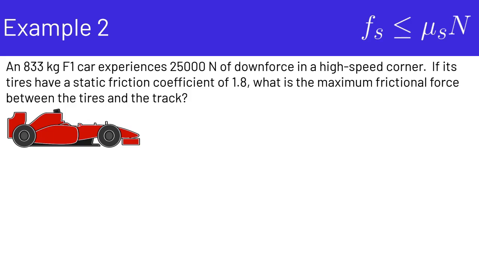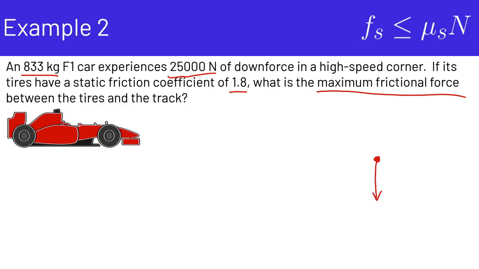Example number 2. An 833 kilogram Formula One car experiences 25,000 newtons of downforce at a high-speed corner. If its tires have a static friction coefficient of 1.8, what is the maximum frictional force between the tires and the track?